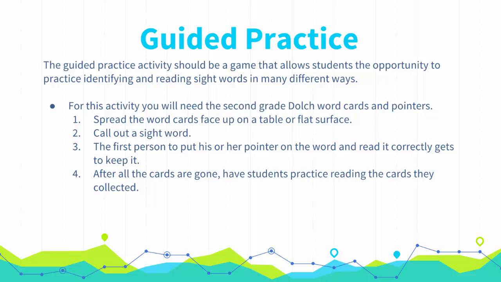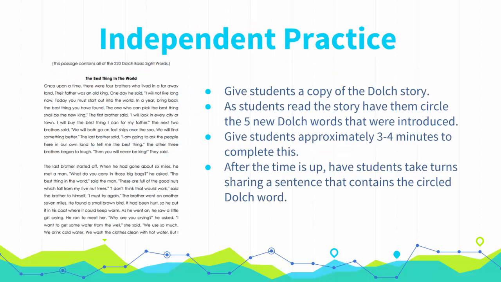Call out a sight word. The first person to put his or her pointer on the word and read it correctly gets to keep the card. After all the cards are gone, have students practice reading the cards they collected. You can choose to play this game with only new sight words, or you can use this game to review past words.